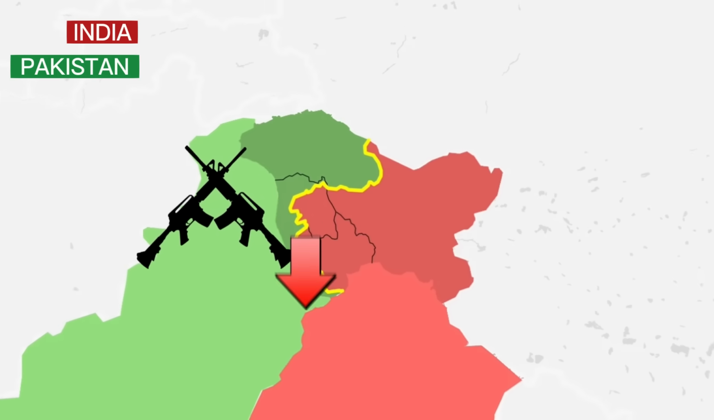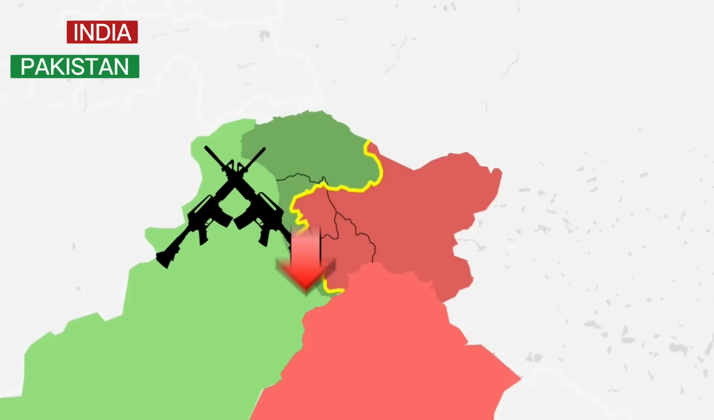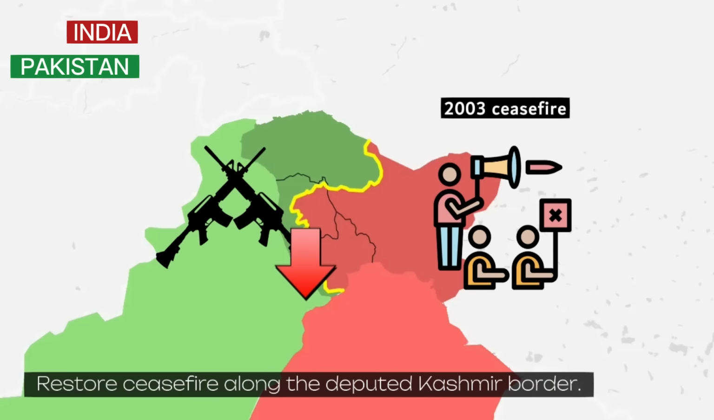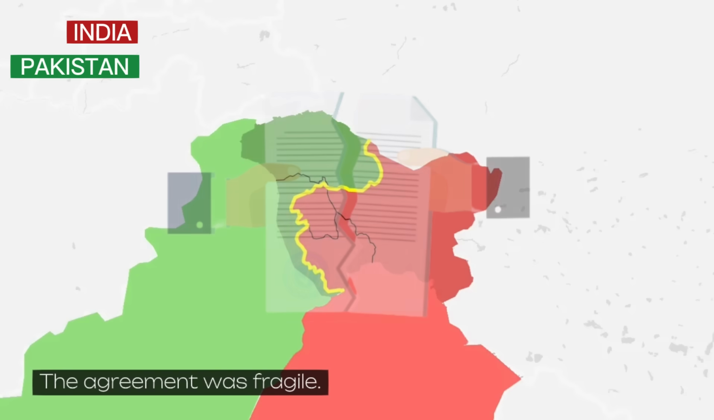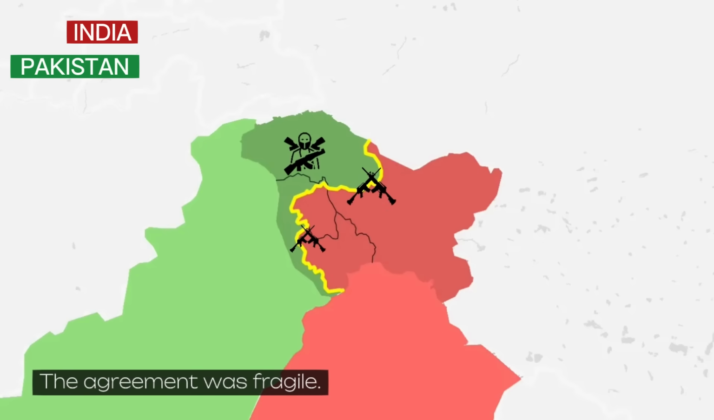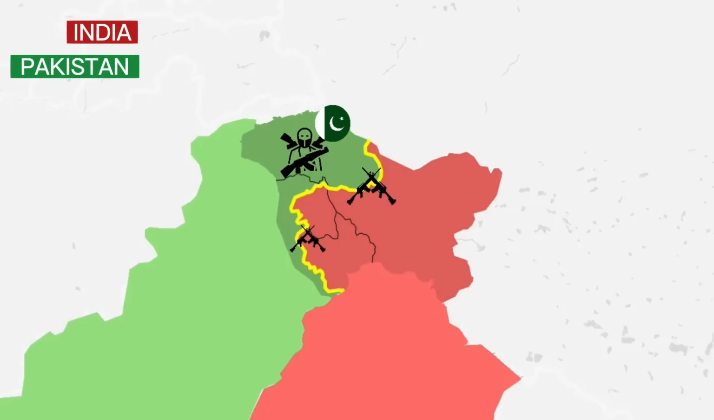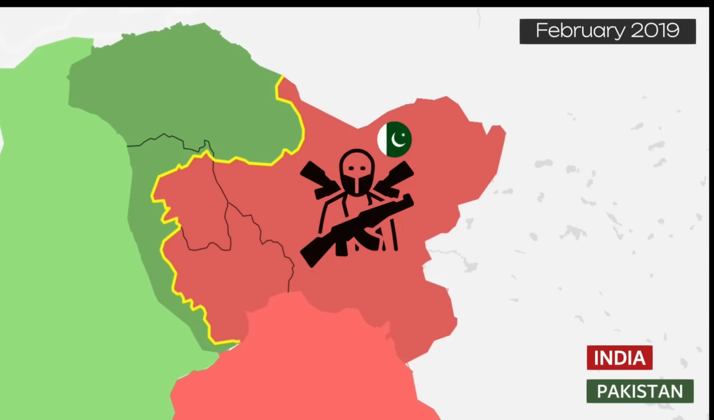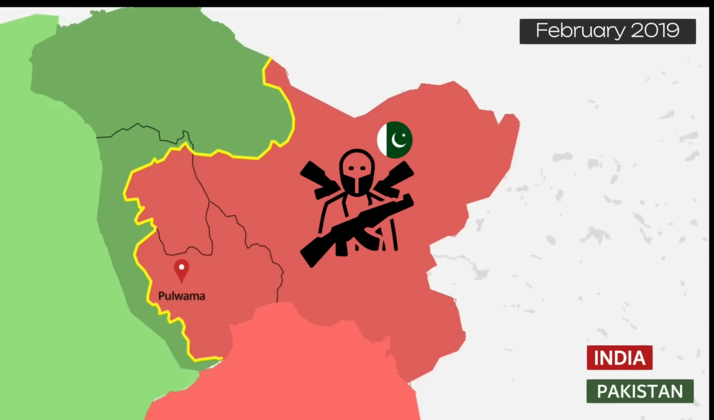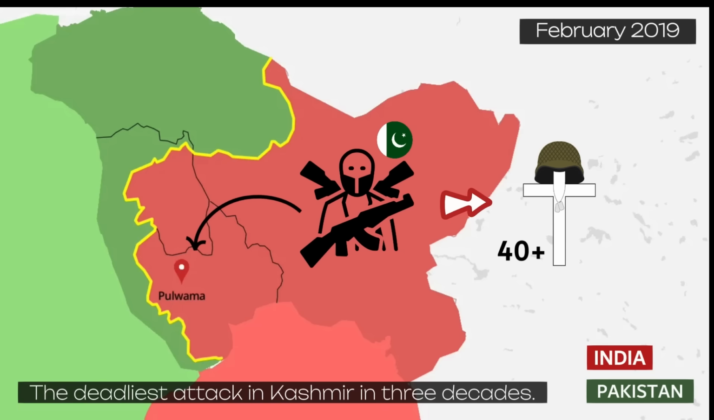The tension only cooled down when the two nations agreed to restore the terms of their 2003 agreement, bringing about a ceasefire along the disputed Kashmir border. However, the agreement was fragile, with violence continuing to break out in Kashmir and a rising threat of terrorist activity by Pakistan-based militant groups. In February 2019, a rebel attack was targeted on an Indian Army convoy in the Pulwama district of the Indian-administered Jammu and Kashmir, killing at least 40 soldiers. The attack was considered the deadliest attack in Kashmir in 3 decades.